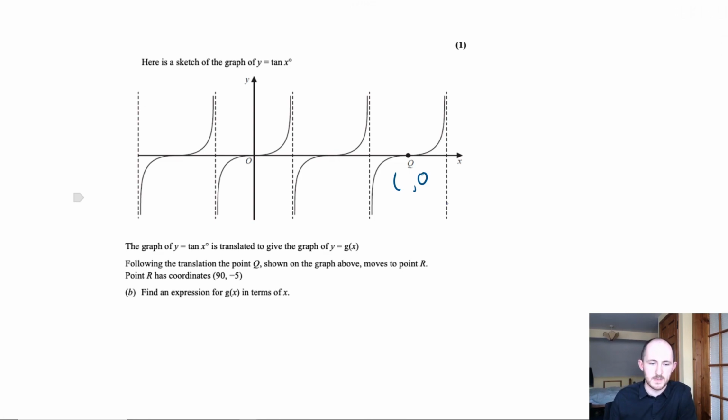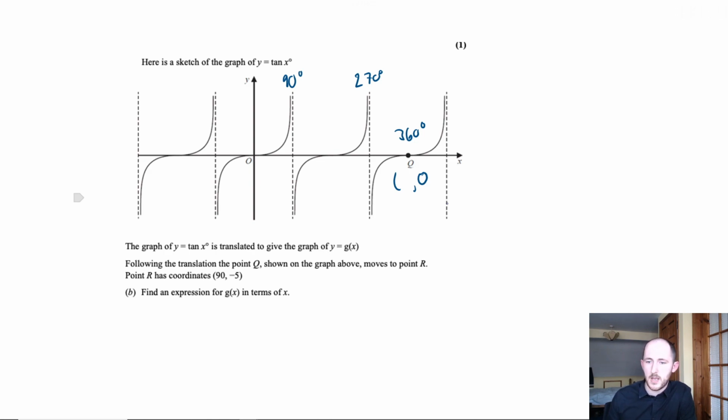Well, these asymptotes start at 90 degrees and then they happen every 180 degrees. So 90 plus 180 will give me 270. And this is another 90, so that's at 360 degrees. Okay?